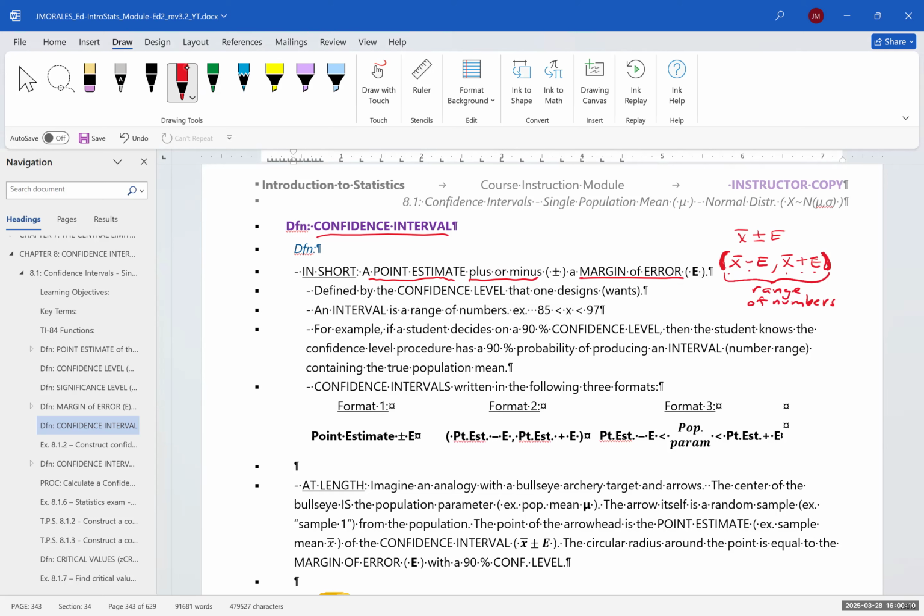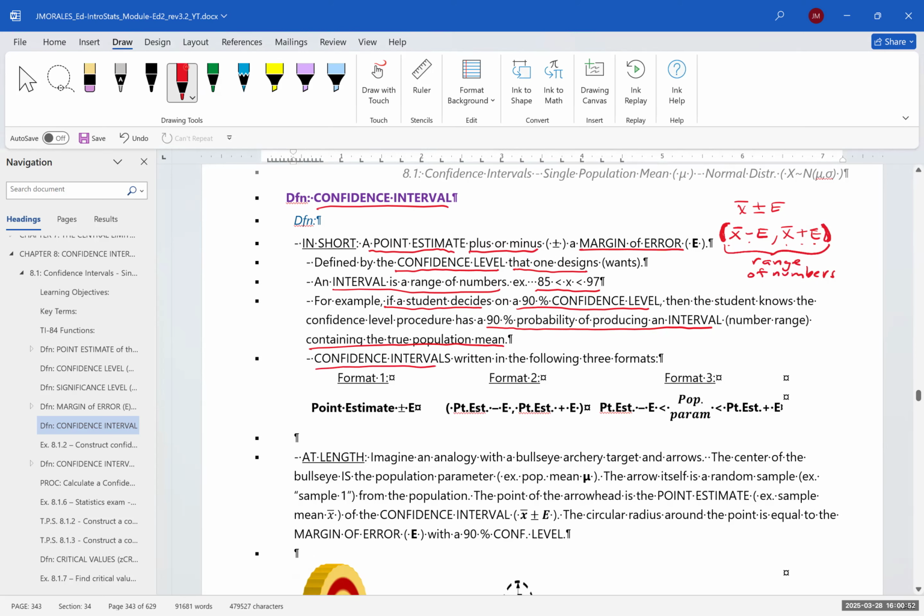So a confidence interval is defined by the confidence level that one wants or that one designs. An interval is a range of numbers, like a range of numbers between 85 and 97. For example, if a student decides on a 90% confidence level, then the student knows the confidence level procedure has a 90% probability of producing an interval containing the true population mean.